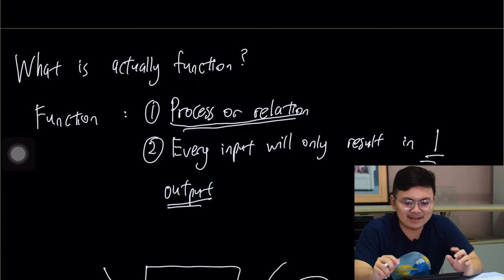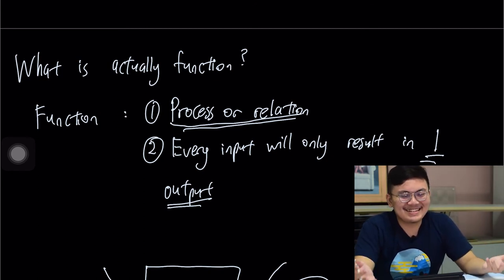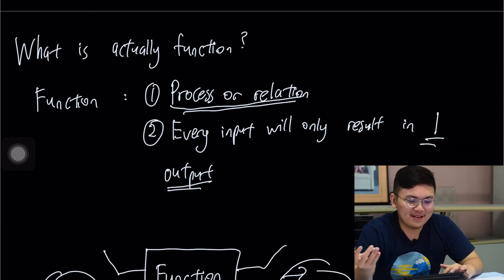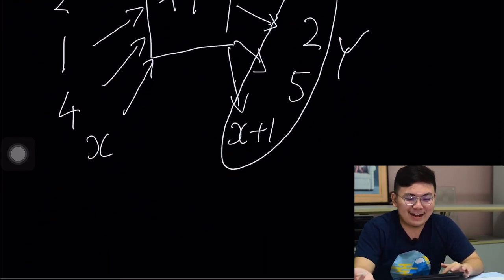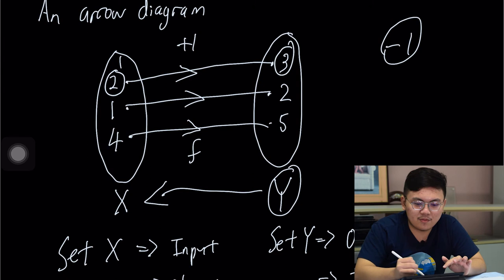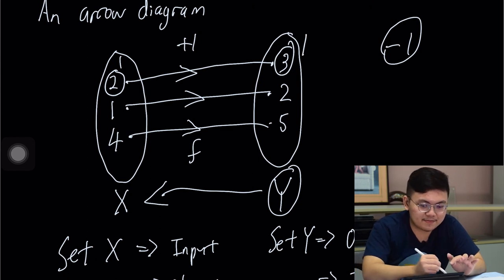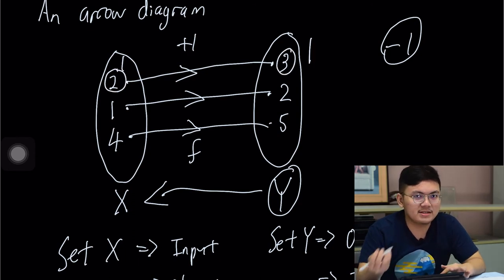So this is the most important one. The first one is actually not in the Malaysian syllabus, but the second one is compulsory in the Malaysian syllabus because it's vitally important, as every input will only result in one output. What does it mean? The first situation I can say is that I have one input, and I get one output. That we have one input, then we result in one output. This is the first situation.